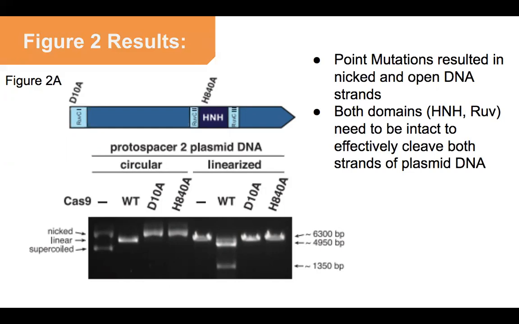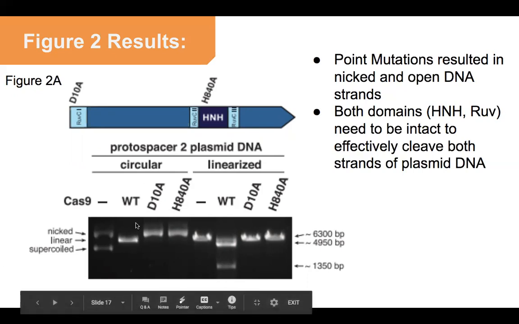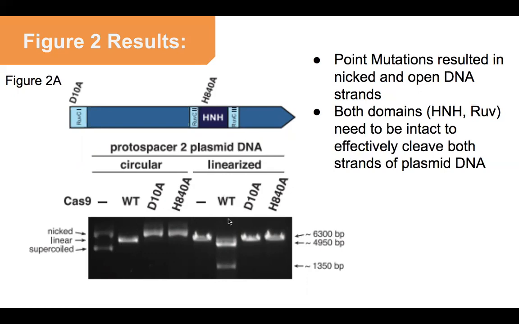These are all protospacer 2 plasmid DNAs. So the wild type, as you can see in both cases, is going to be unmutated. It's going to have the CRISPR RNA, the transacting RNA, and the Cas9 protein. The Cas9 protein is going to be fully effective. So the products of these cleavages are going to be linear, as you can see in both the circular and the linearized DNA. The products of wild type come out in the linear format.